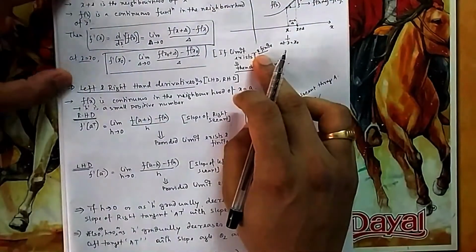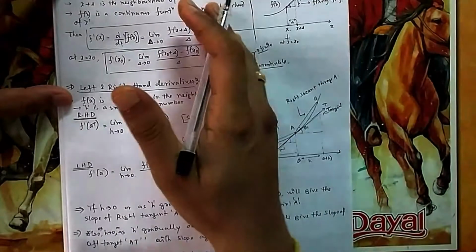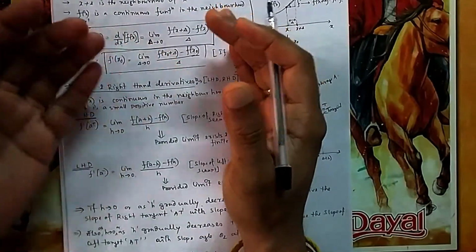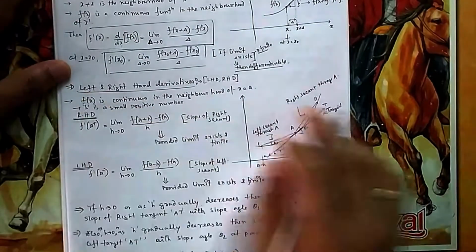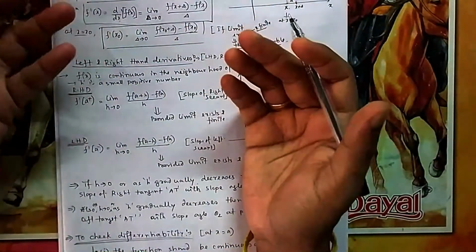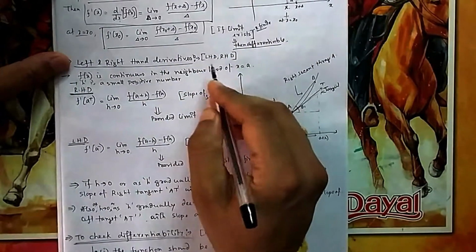Now from that comes two concepts, because the delta I have drawn on the right side only, I could have drawn on the left side only also. So like your left hand limit, right hand limit, a new definition came: left hand derivative, right hand derivative. What is right hand derivative? That is LHD, RHD, like your LHL, RHL.